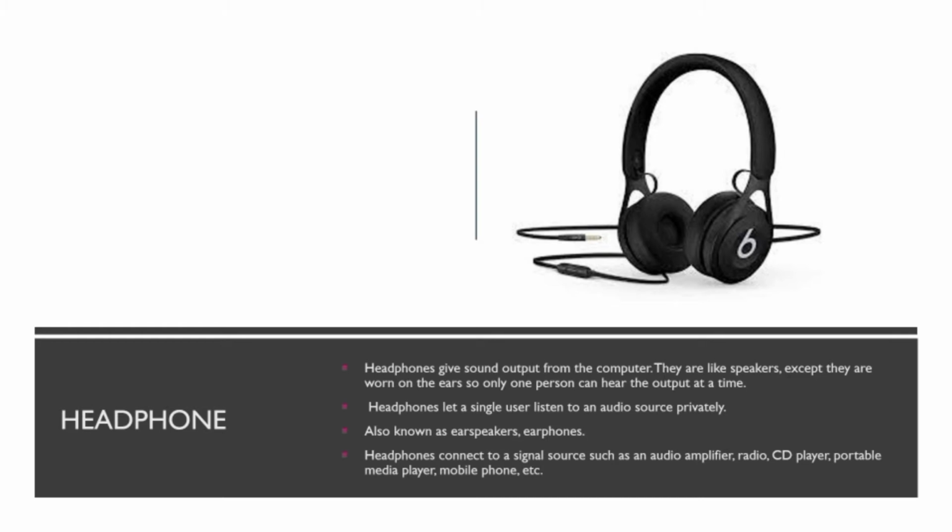Headphones. Headphones give sound output from the computer. They are like speakers, except they are worn on the ears, so only one person can hear the output at a time. Headphones let a single user listen to an audio source privately, also known as ear speakers or earphones. Headphones connect to a signal source such as an audio amplifier, radio, CD player, portable media player, mobile phone, and so on.